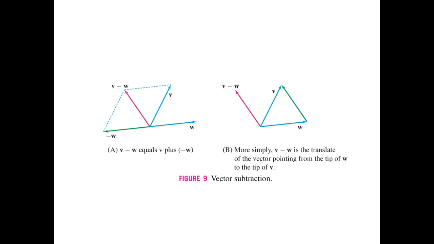But you see, there are no new rules. It's just adding the negative of the second one. And once we get into component notation, everything is so much easier. I wouldn't worry much with this. It's all easier. Now we do scalar multiplication.